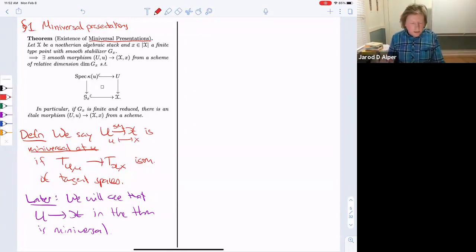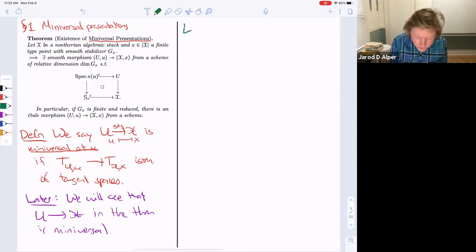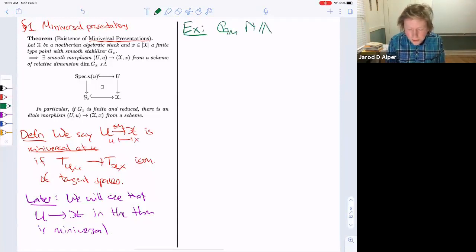Before showing this, I'm a big fan of very simple examples. So let me tell you how this works out in an example. Let's take the scaling action of G_m on the affine plane.